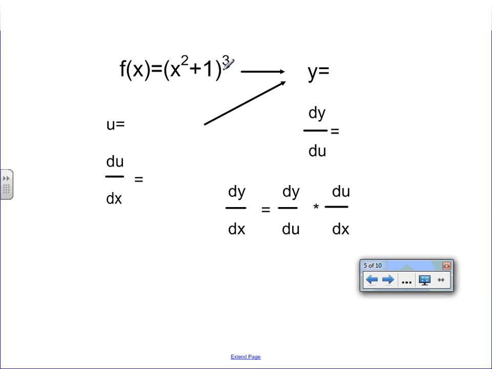So if I'm trying to find the derivative of something cubed this time, I say, what's that something? That something is x squared plus 1.